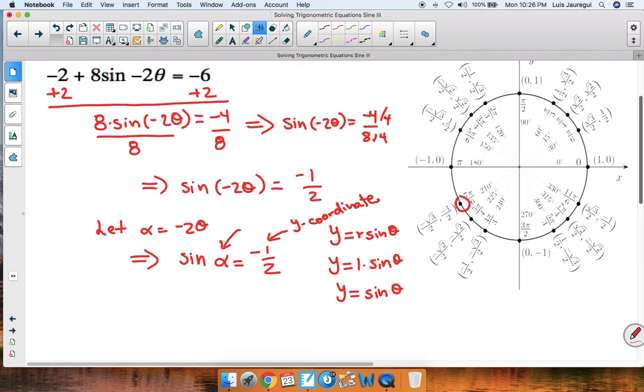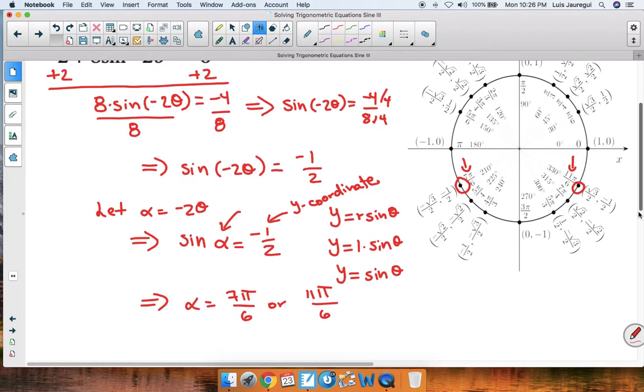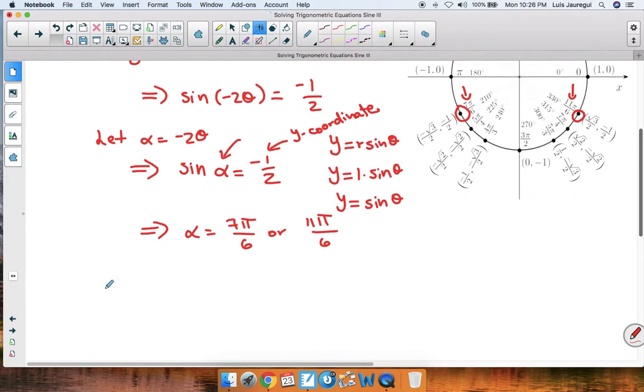So looking at the unit circle, we find any points that have a y-coordinate of -1/2. So here's a point with the y-coordinate of -1/2, and the reflection across the y-axis works as well. Notice that your angles here happen to be 7 pi over 6 and 11 pi over 6. So we can say here that alpha is equal to 7 pi over 6 or 11 pi over 6. Now, using those values, we can solve for theta. So, using alpha equals 7 pi over 6, let's solve for theta.